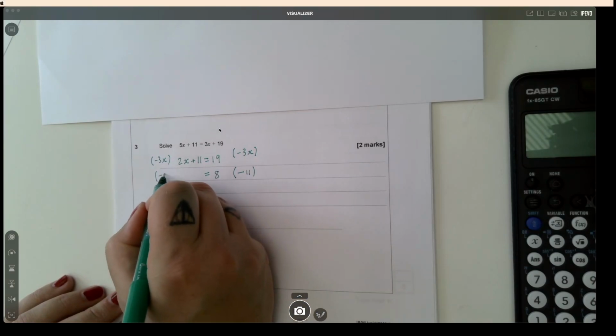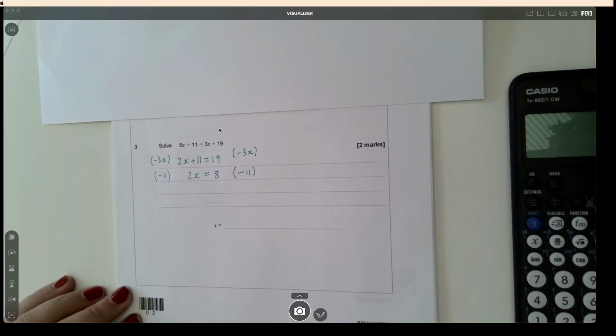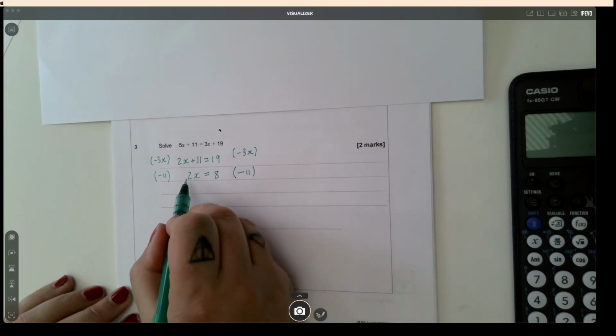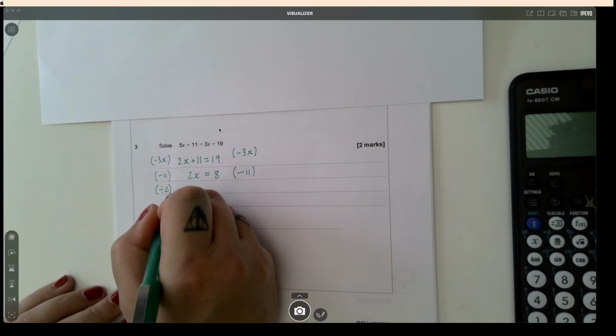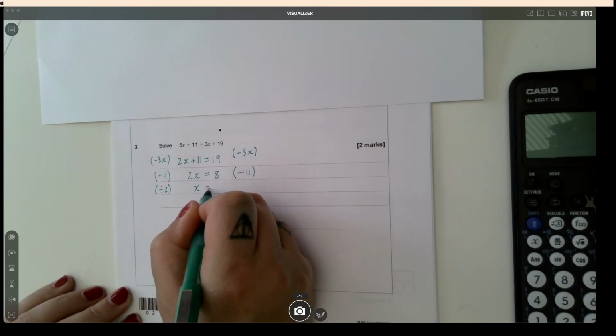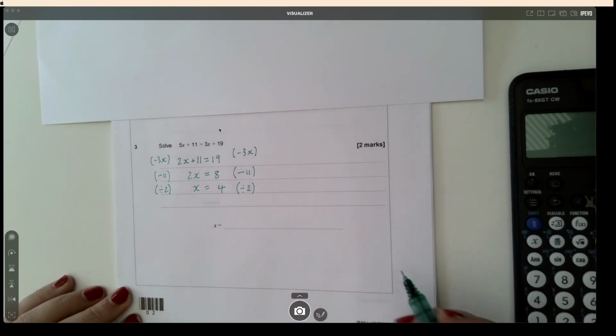And then when I subtract 11 from the left-hand side, it just leaves me with 2x. Final inverse operation. This is 2 multiplied by x. So we're going to divide by 2. So x equals 8 divided by 2, which is 4.